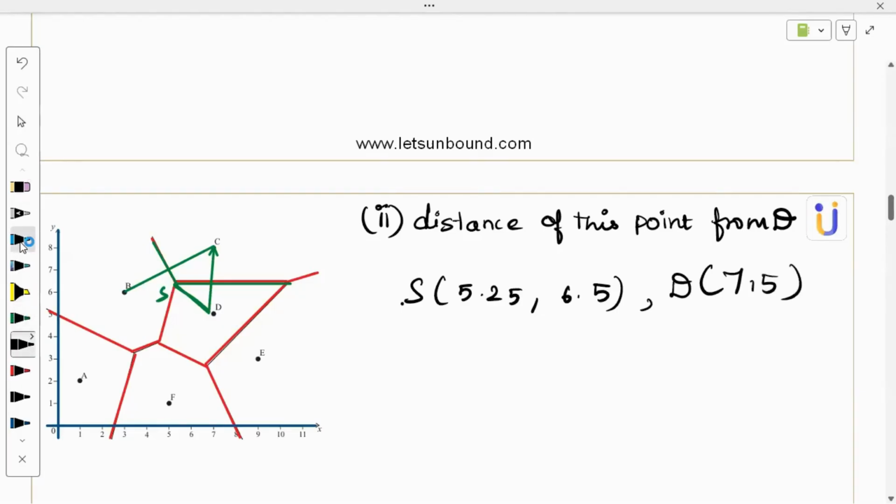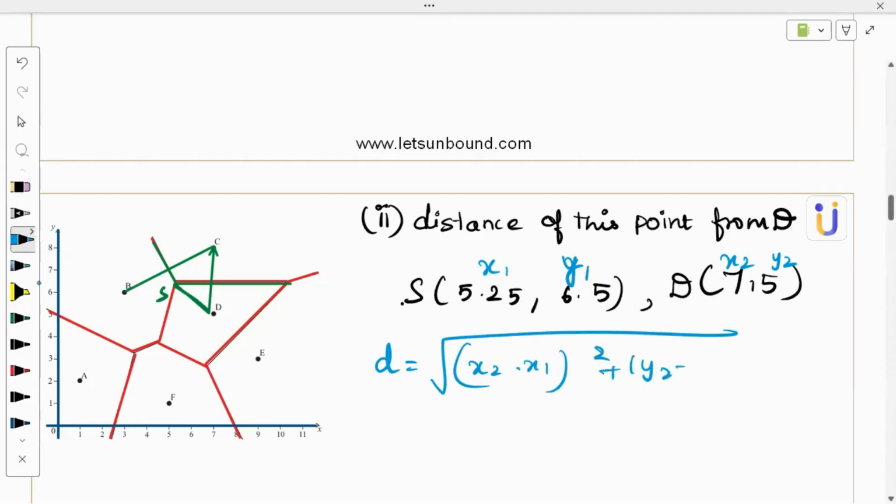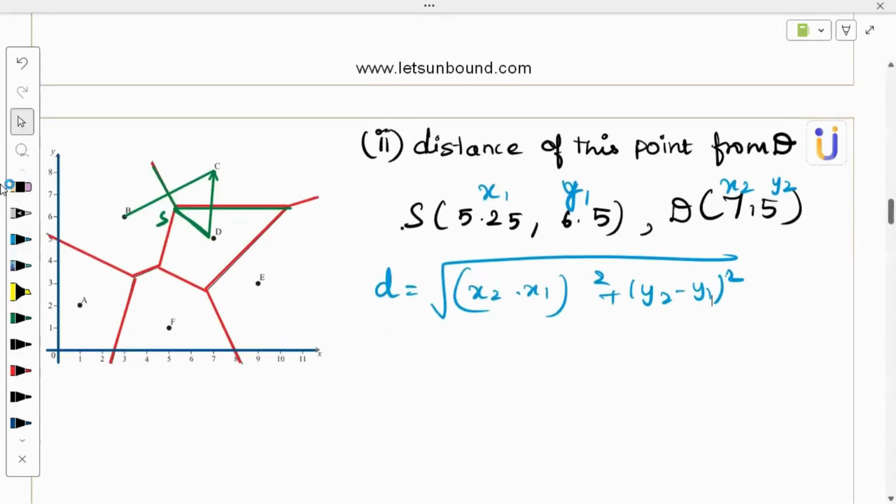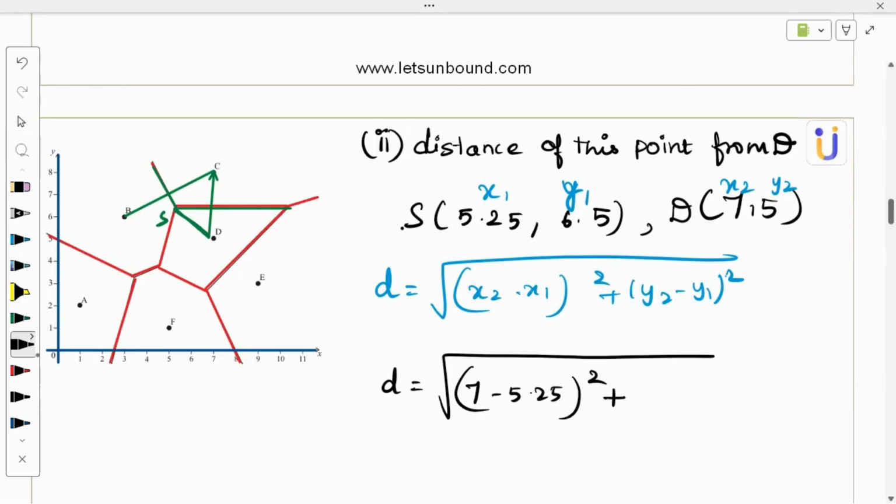So this is the distance formula. This we have in our formula booklet. If your points are named as x1, y1, x2, y2, it will go like the square root of x2 minus x1 the whole square plus y2 minus y1 the whole square. Just solve this and you will get the answer. Okay, I'm going to substitute here first. D is equal to the square root of 7 minus 5.25 the whole square plus 5 minus 6.5 the whole square. Right? And that's simple.